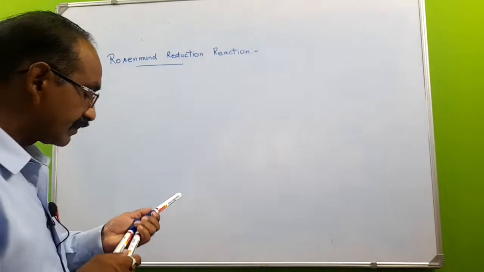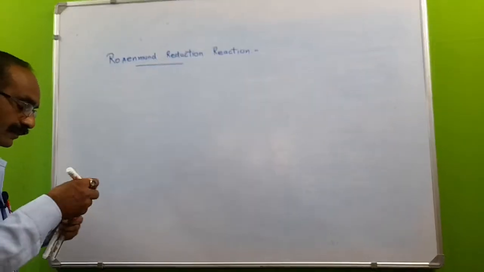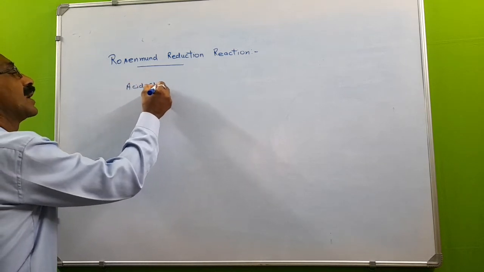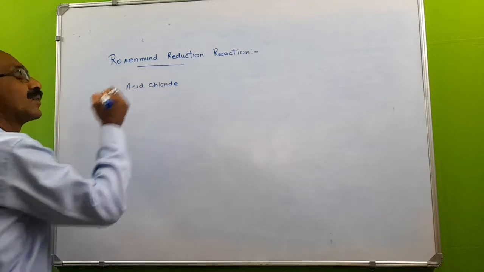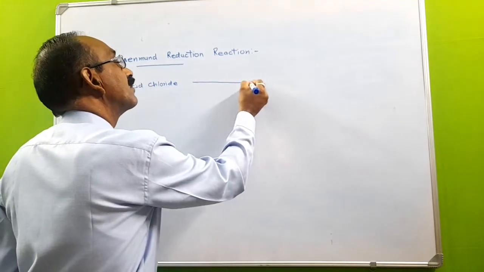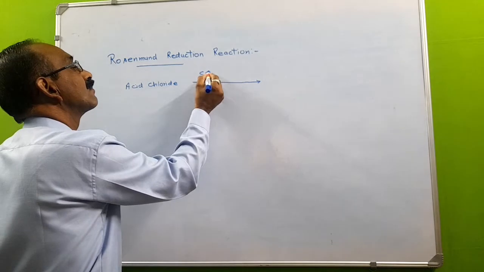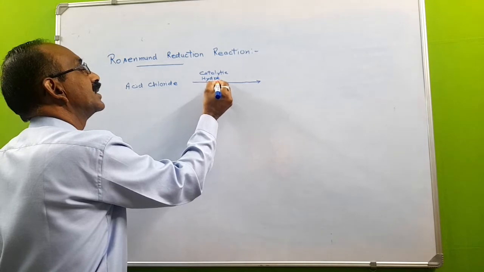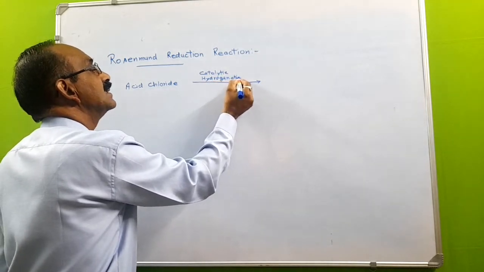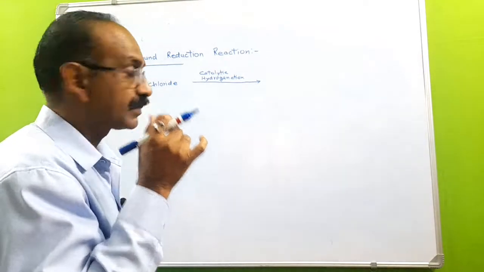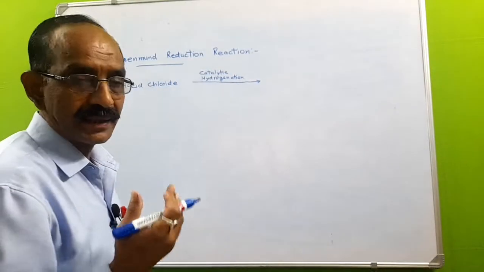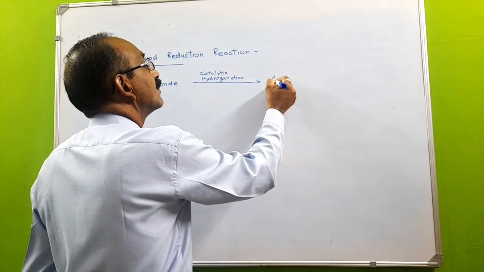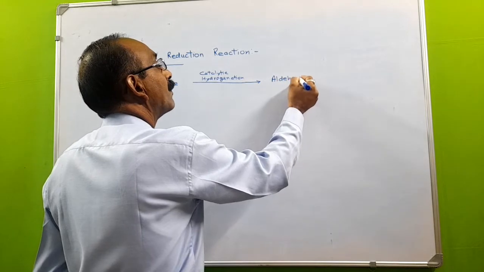See, in this method what happens here, the acid chlorides undergo catalytic hydrogenation, means addition of hydrogen in presence of catalyst. Hydrogenation gives aldehyde.